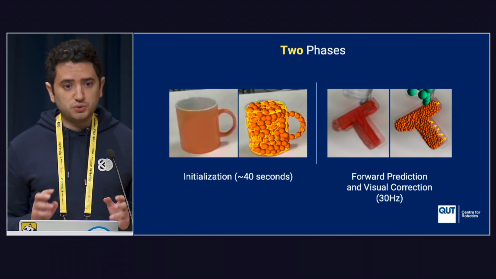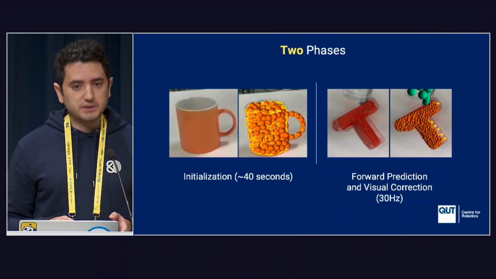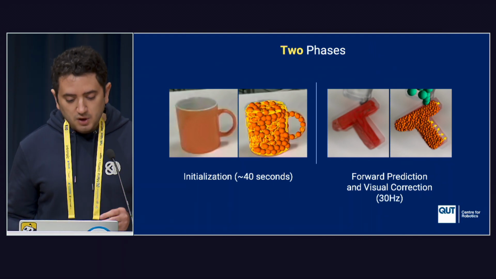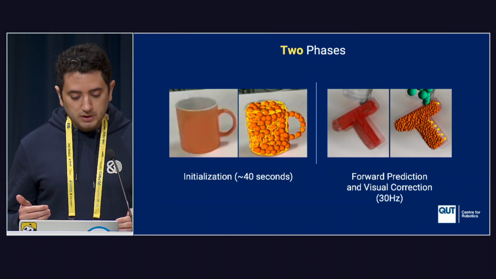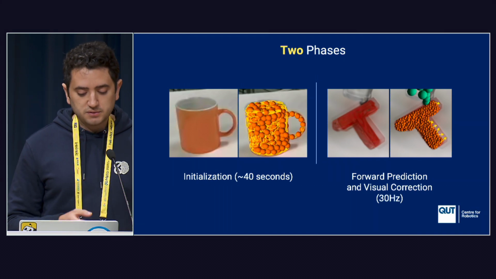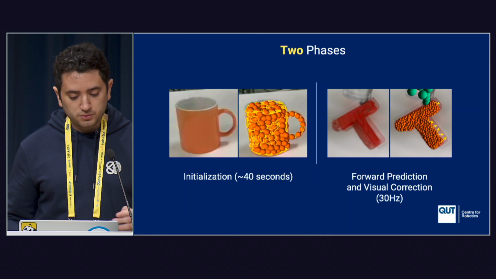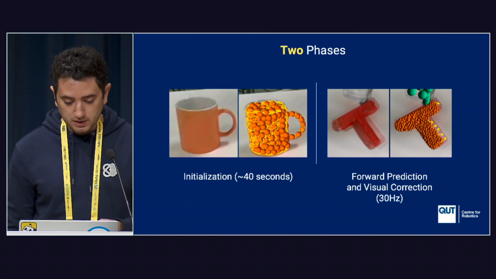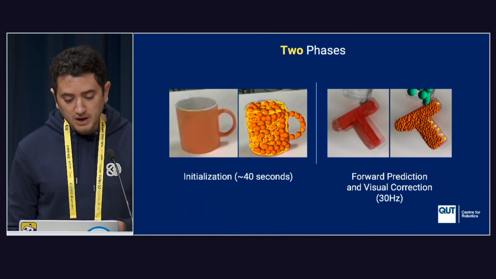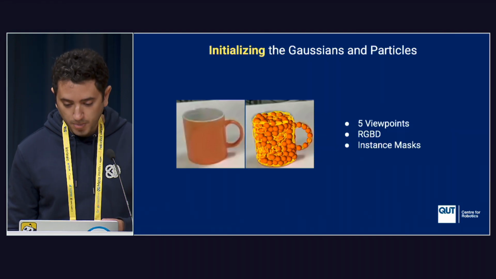Our system works in two phases. The first phase is the initialization phase. In the second phase, we keep the Gaussians and the particles that we find in the initialization phase synchronized with the real world through a combination of forward prediction and visual correction. And this runs in real time at 30 Hertz.